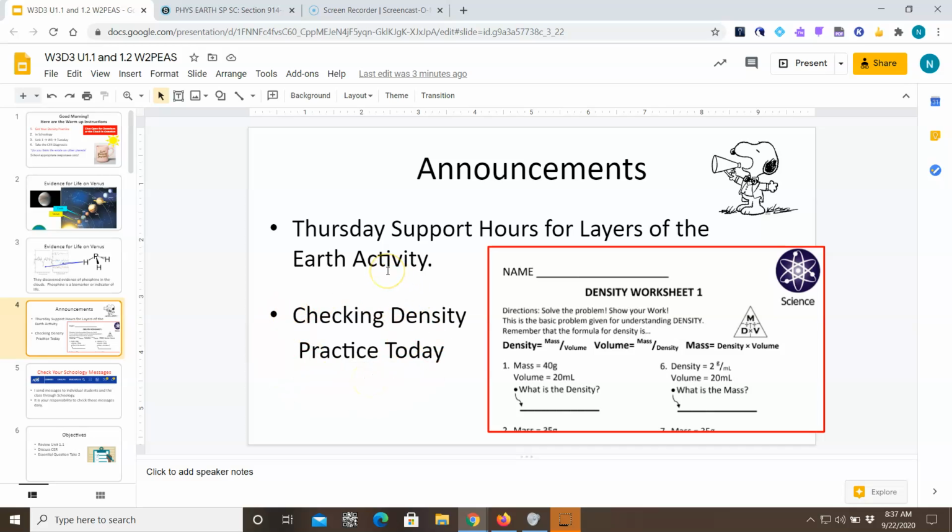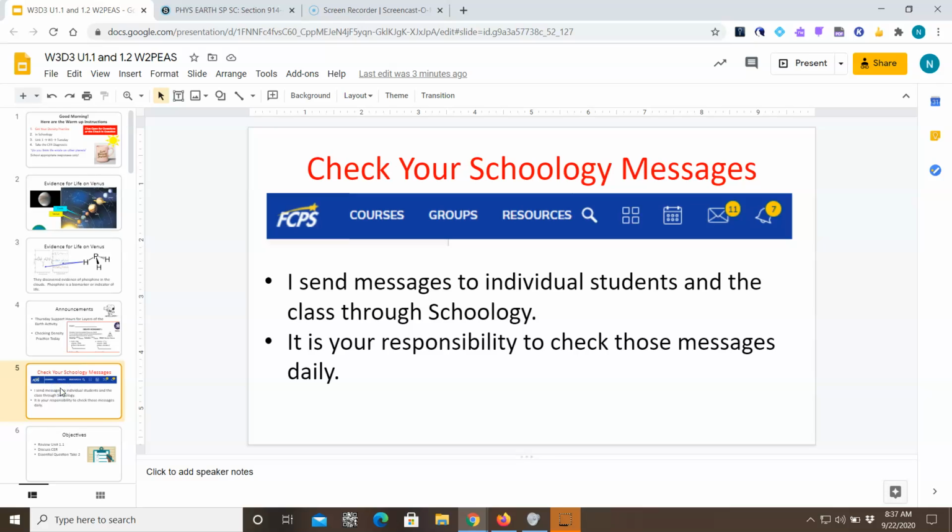If your layers of the Earth or density practice is missing, you'll get a message from me on Wednesday letting you know that you need to come into support hours. So make sure you check your Schoology messages. That's super important. It's your responsibility to check those daily.